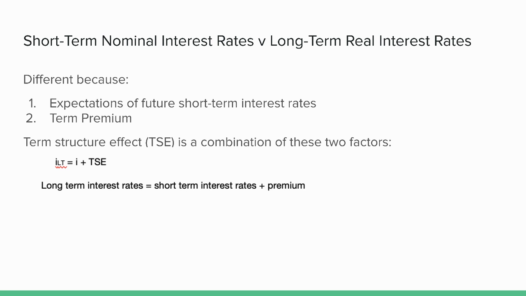So, we have short-term nominal interest rates versus long-term real interest rates. They're different because, number one, expectations of future short-term interest rates, and second, the term premium. So the term structure effect, which is the TSE, is a combination of these two factors. So in our formula, the long-term interest rate is equal to the short-term interest rate plus the premium.